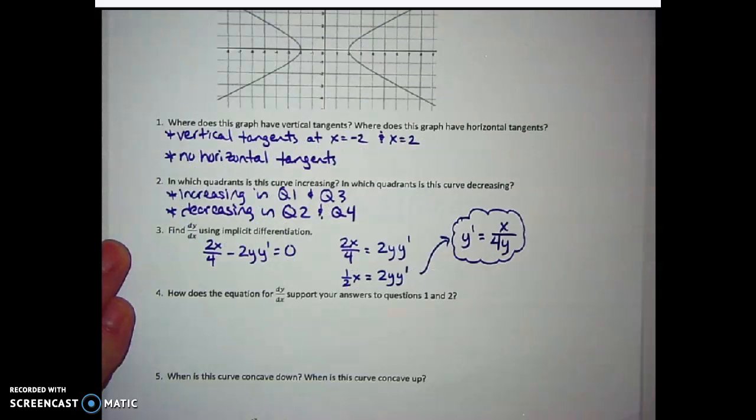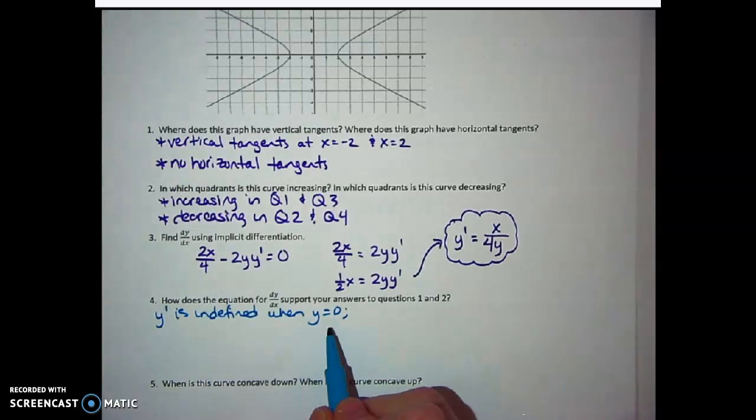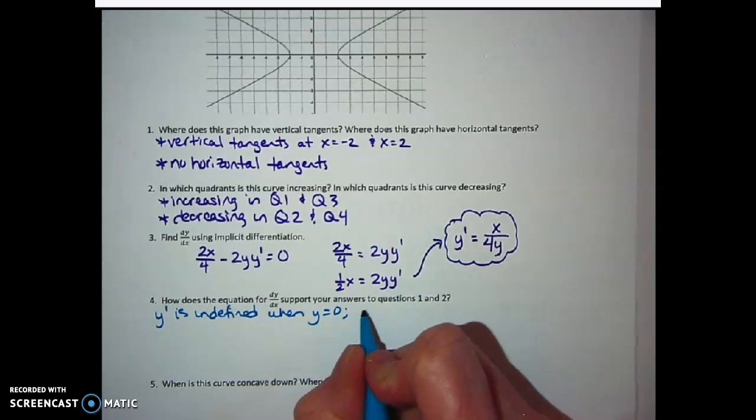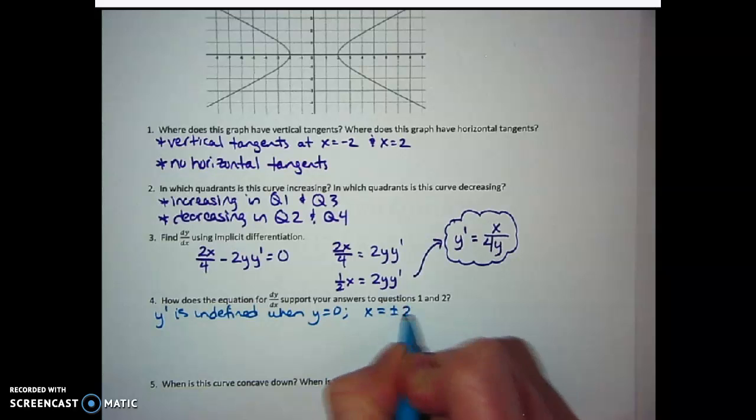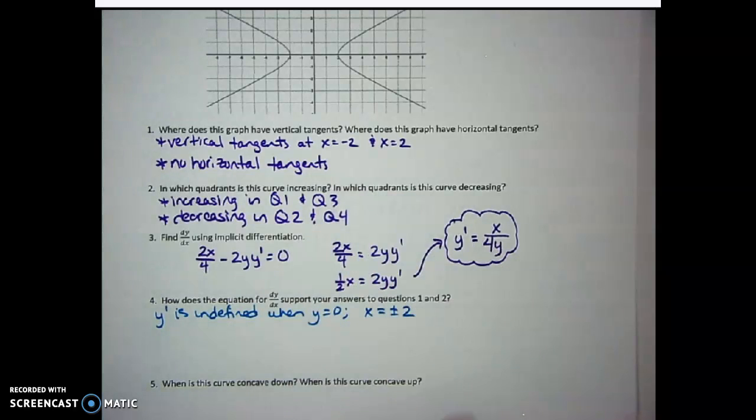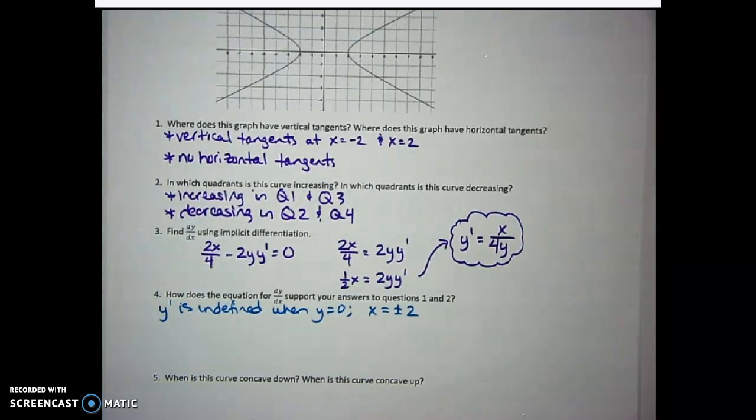But now let's look at when my first derivative is undefined. My first derivative will be undefined when y equals 0. And when we plug y equals 0 into our original equation, and we solve that for x, we get that x equals plus or minus 2, which is what we got for our vertical tangents in problem number 1.